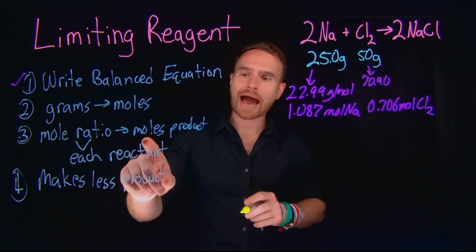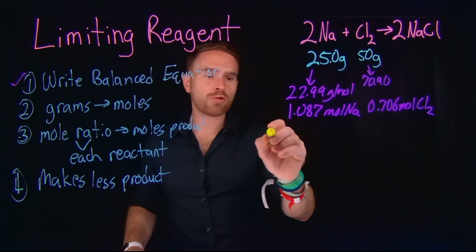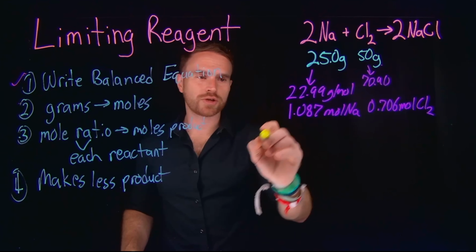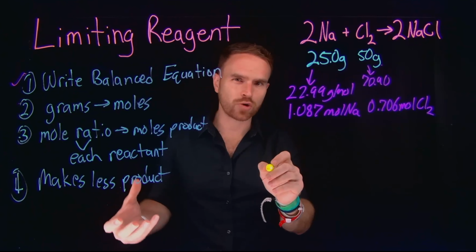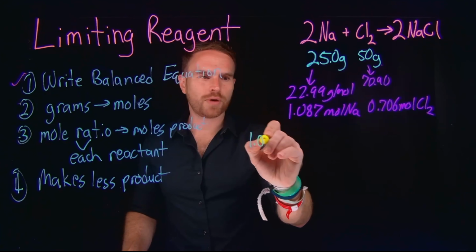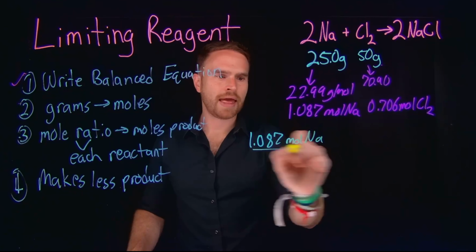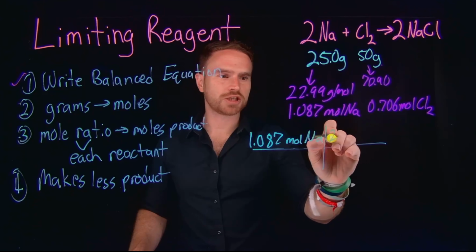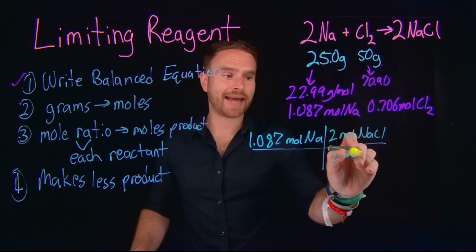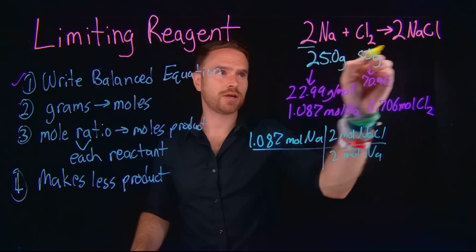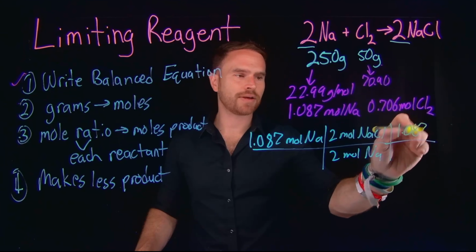Next, we'll use the amount of moles of each of our reactants using the molar ratios to figure out how many moles of product we can make based on each of these reactants. And for the molar ratio between sodium to sodium chloride, it's 2 to 2 or 1 to 1, because we can reduce 2 to 2 down to 1 to 1, which means that if we have 1.087 moles of Na, or sodium metal, and then we use the molar ratio, which is 2 moles of NaCl divided by 2 moles of Na, which again we're just getting from the stoichiometric coefficients, we could find that we could make 1.087 moles of sodium chloride.